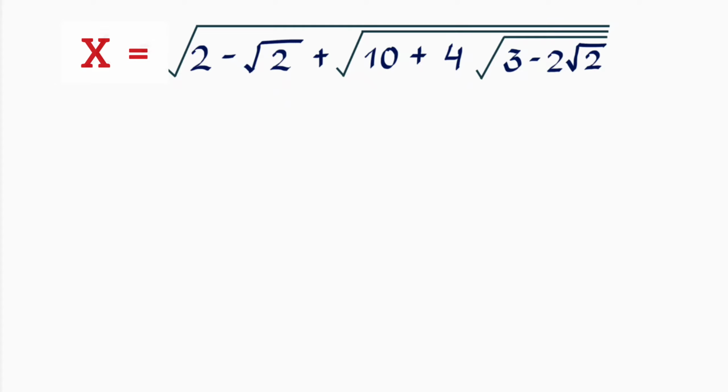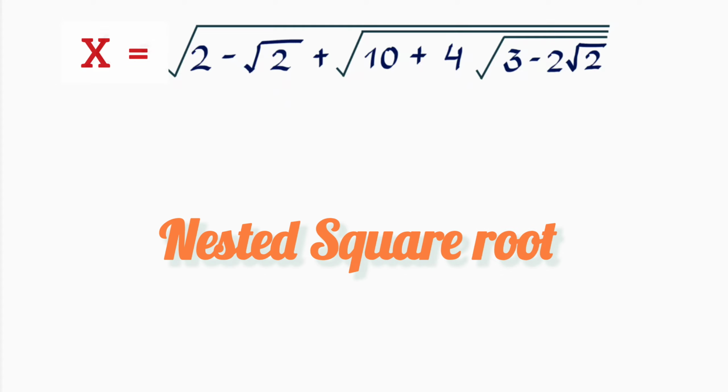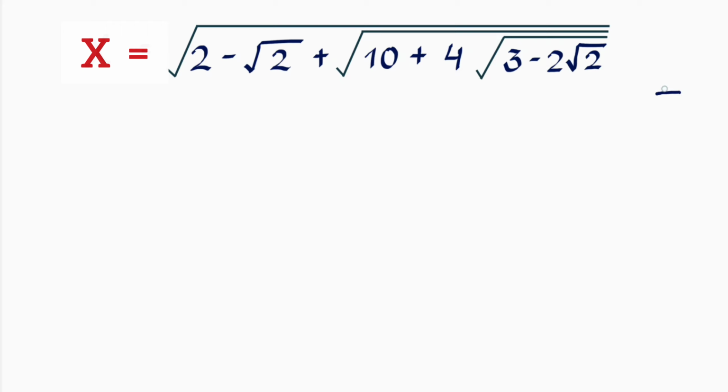Hi friends, whenever you have nested square roots, that means square root under square root, start solving the equation from right to left. This gives you the opportunity to start with the innermost square root: square root of 3 minus 2 root 2. Try to look for a pattern.